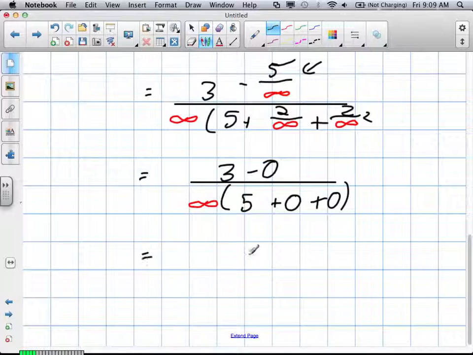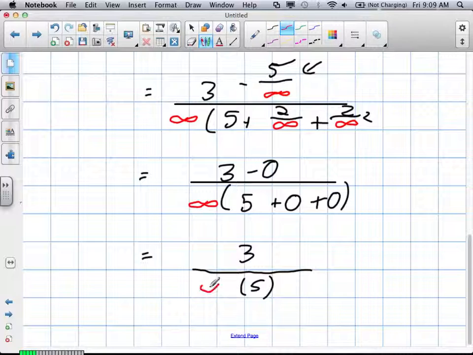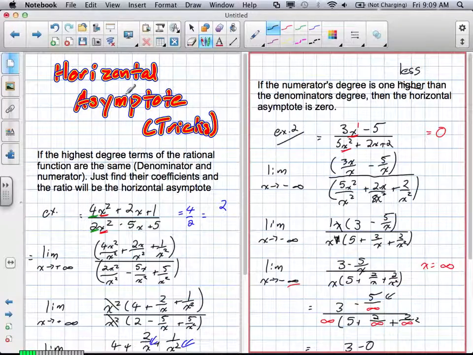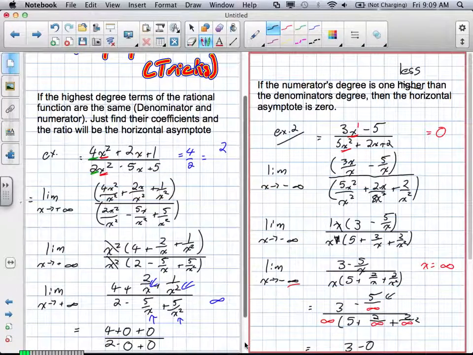We'll simplify again. We get 3 over 5 multiplied by an infinite value. What will 5 multiplied by an infinite value be? Infinite, right? So we're still left with the same scenario we were before, a number divided by an infinite value, and what does that create? We talked about it. A 0. So both your wonderful tricks panned out when we proved them. Okay?